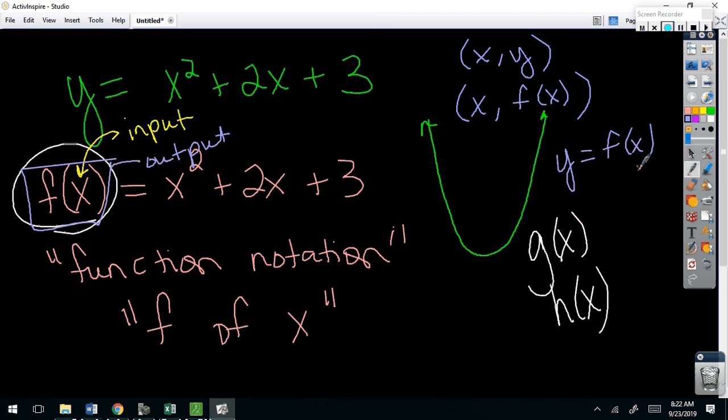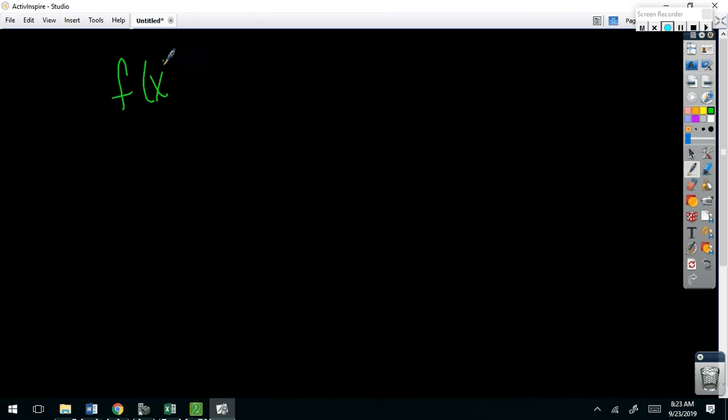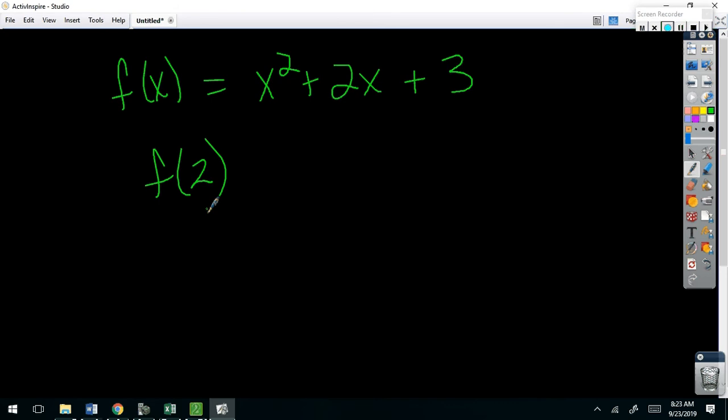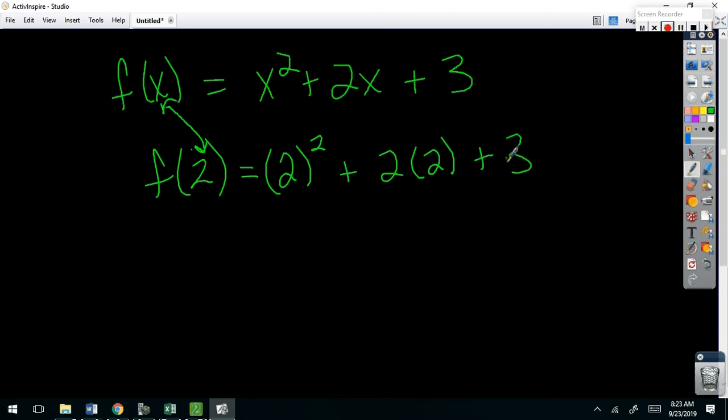What if I gave you this? So y'all all got this page? So we've got f of x equals x squared plus 2x plus 3, that same function. And I said, what is f of 2? Find f of 2. What does that mean you do? You plug 2 in for every x. So whatever is in here is what's replacing the x, right? So 2 squared plus 2 times 2 plus 3.